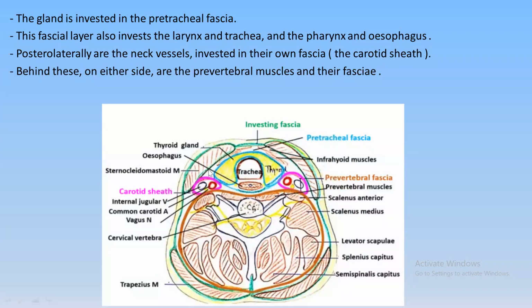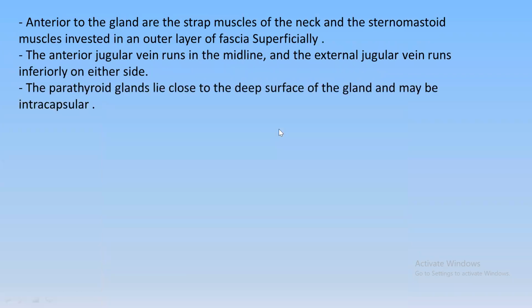This is the pre-tracheal fascia, and this is the thyroid gland. That surrounds the thyroid gland, also the trachea, the esophagus, and above it, the pharynx, and above the trachea is the larynx. Posterior lateral to the thyroid gland are the carotid vessels and the neck vessels, and posterior medial to the gland are the prevertebral muscles. That is lined by the prevertebral fascia.